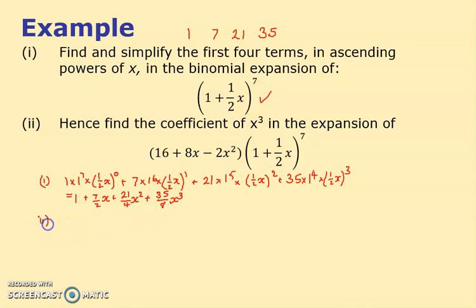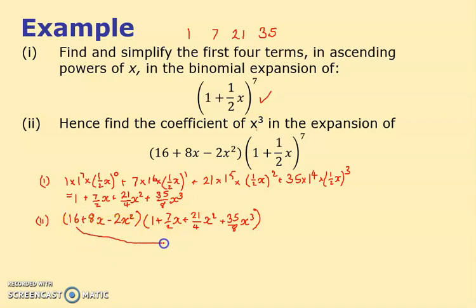Part 2 says now multiply it by this. So I've got to do 16 plus 8x minus 2x squared times by 1 plus 7 over 2x plus 21 over 4x squared plus 35 over 8x cubed. And it wants me to find the coefficient now of the x cubed. How would I get x cubed? Well, I could do 16 times by that. I could do 8x times by that, or minus 2x squared times by that.